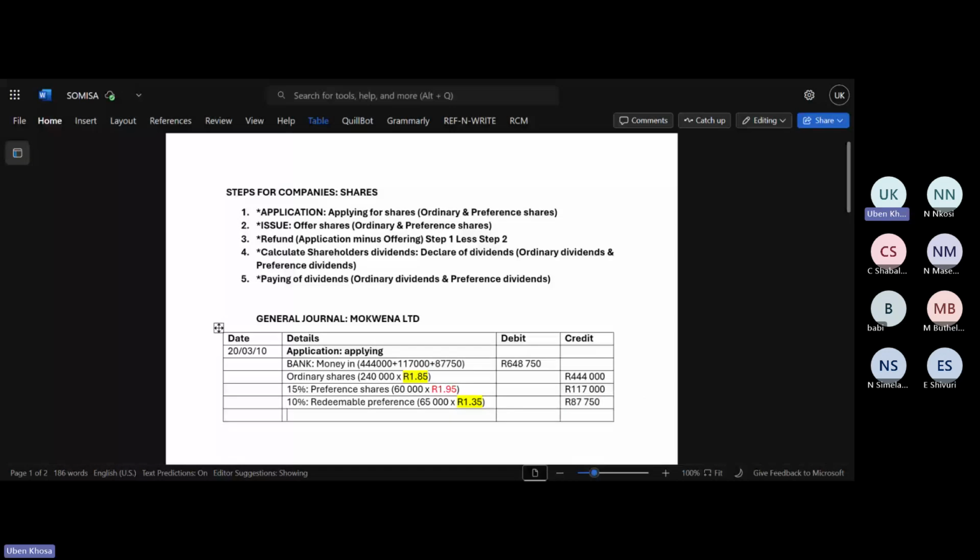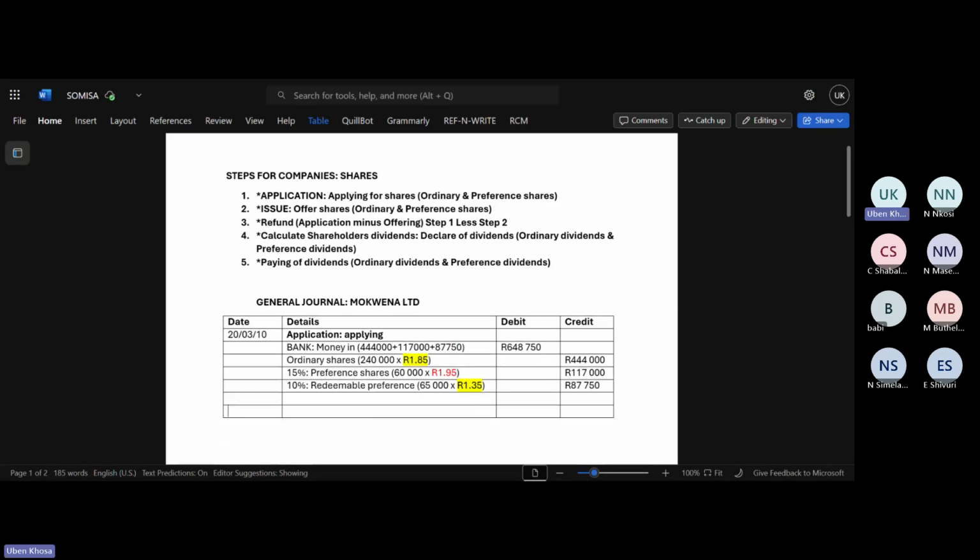Back to our notes. We said the second step is what? Issuing of shares or offering of shares. When did we offer the shares? Seems like we offered on the same date, 20/03/2010. Now we are recording the offering or issuing of shares.